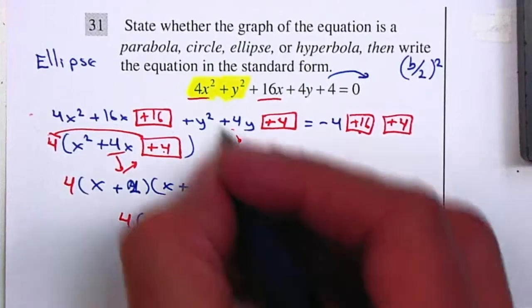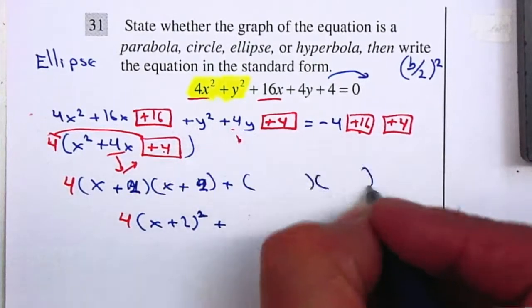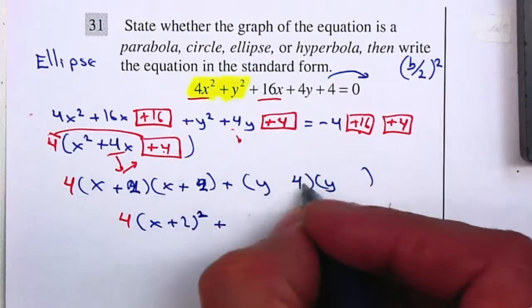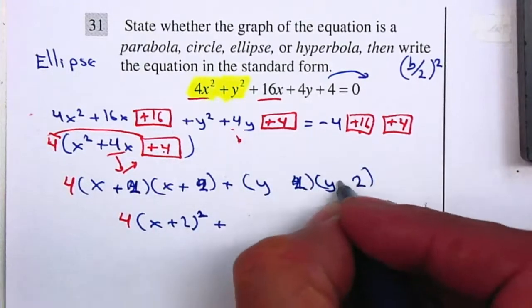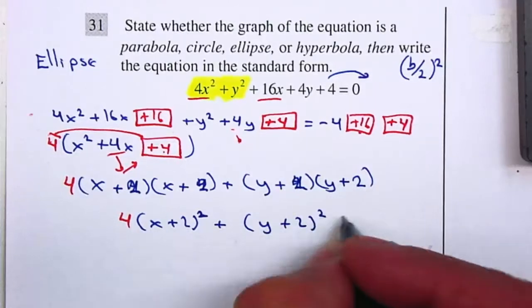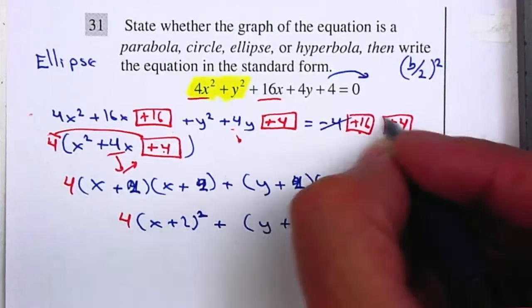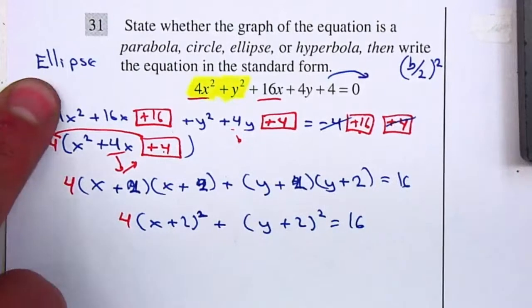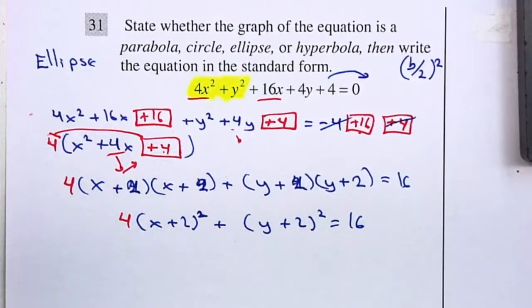Plus, I'm going to factor this out, double parenthesis. Factors of y squared are y and y. Factors of 4 will be 2 and 2. And they both should be positive. I'm going to rewrite them as y plus 2 squared is equal to, the 4's cancel, so I just have a 16. And since this is an ellipse, I want to make it equal to 1.